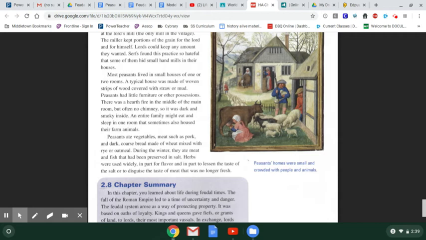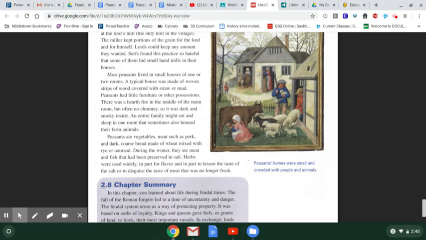Most peasants lived in small houses of one or two rooms. A typical house is made of woven strips of wood covered with straw or mud. Peasants had little furniture or other possessions. There was a hearth fire in the middle of the main room, but often no chimney, so it was dark and smoky inside.